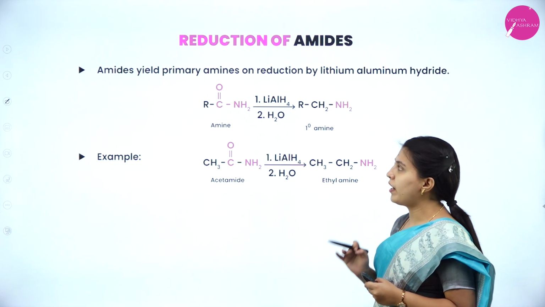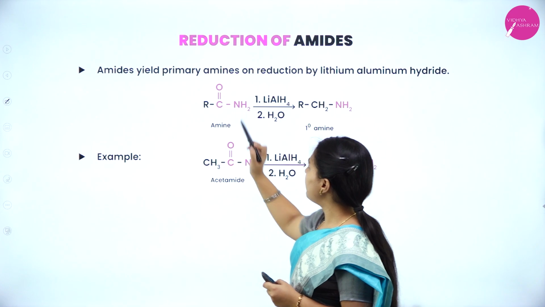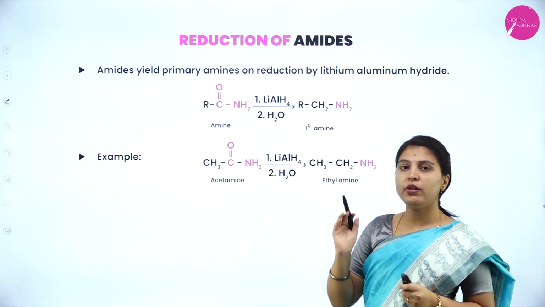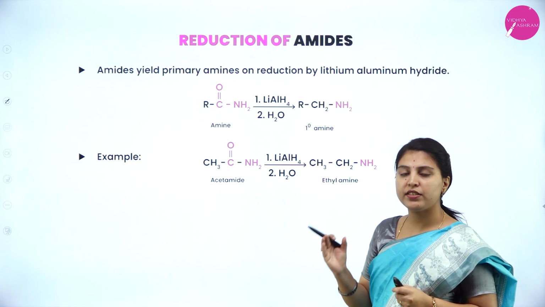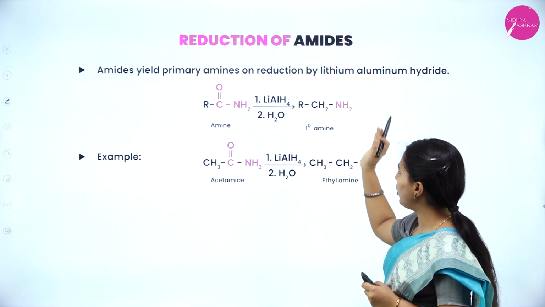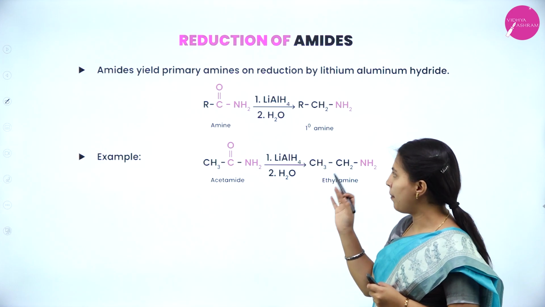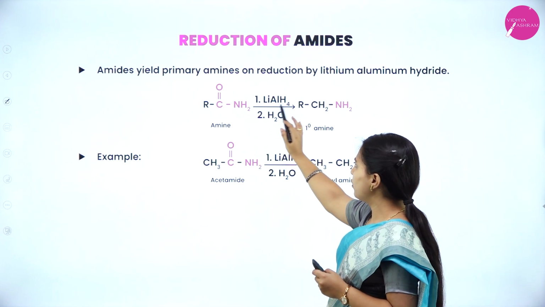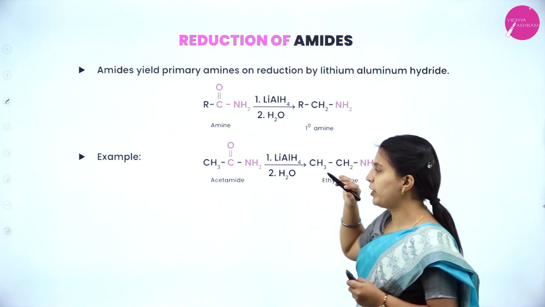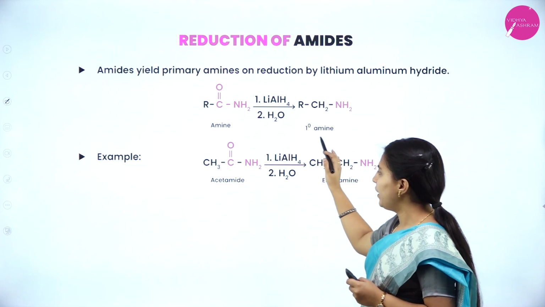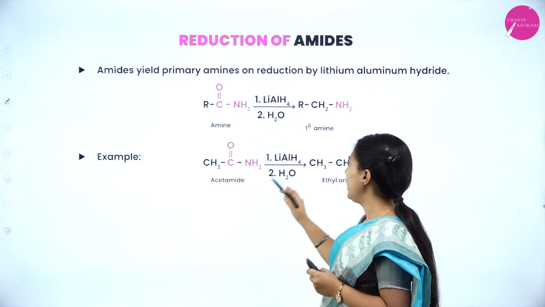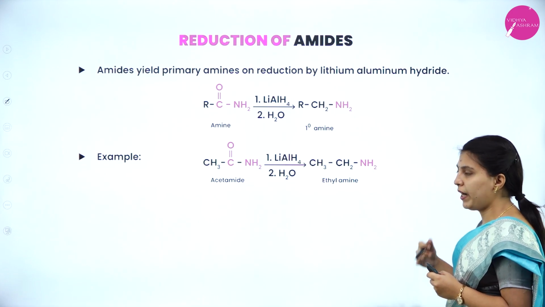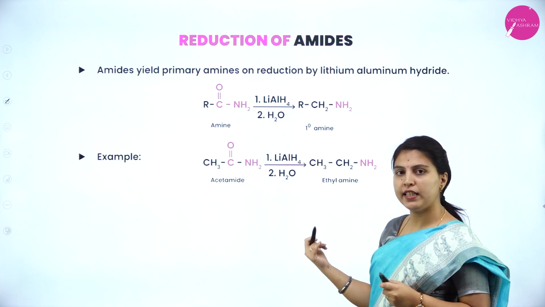Next, reduction of amides. Amides yield primary amines on reduction by lithium aluminium hydride. Here also they are using the best reducing agent known as lithium aluminium hydride to reduce amide to form primary amine. This is amide. Here also using reducing agent lithium aluminium hydride to form primary amine. If we take example as acetamide, by using lithium aluminium hydride it will form ethylamine. By amide it will form primary amine.